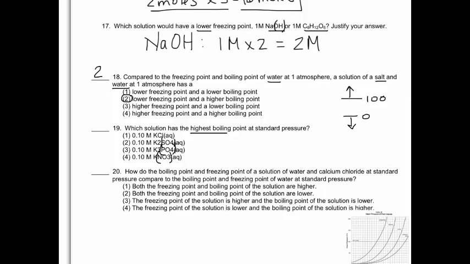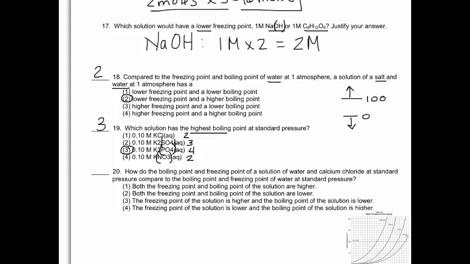So we have K and Cl in the first one, so there's 2 particles there. We have K2 and SO4, so there's 3 particles there. Here we have 3 Ks and 1 PO4 for 4 particles. And the last one we have K and we have NO3 for 2 particles. So the one that's going to make the most is choice 3.